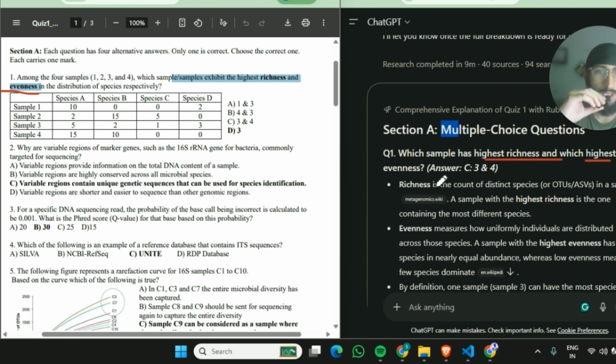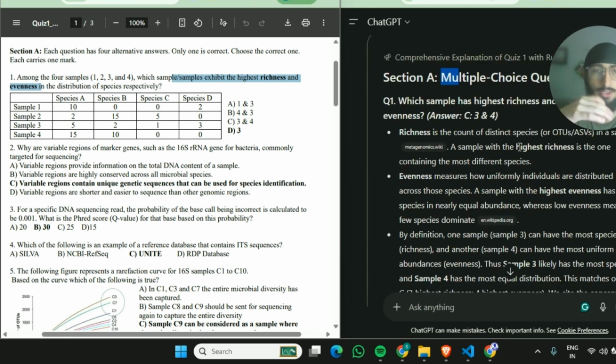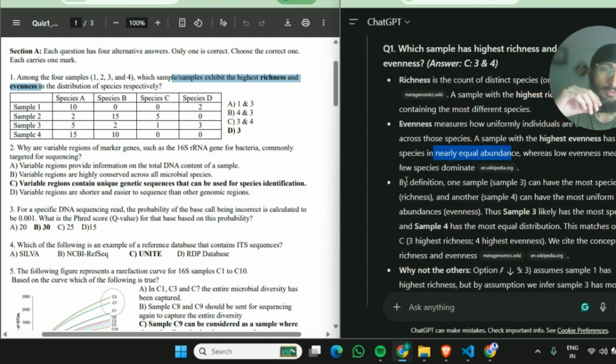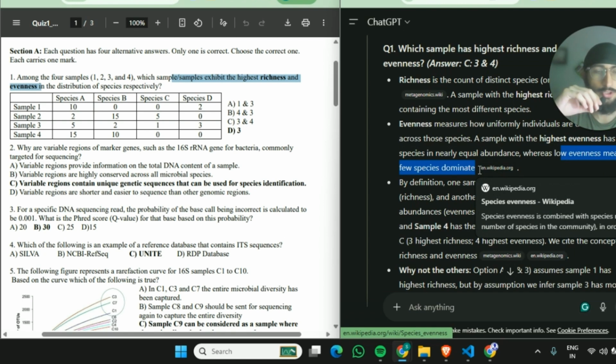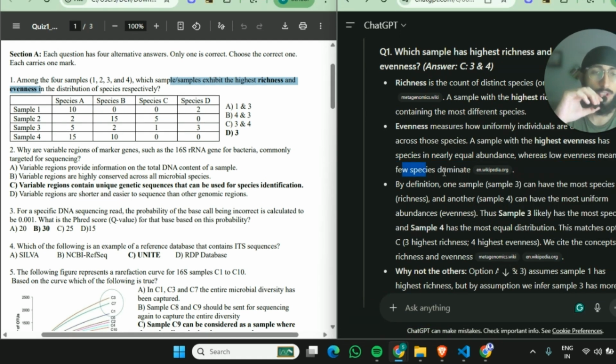So which sample has the highest richness and which highest evenness? Richness is basically the count of distinct species or OTUs or ASVs in a sample. A sample with highest richness is the one containing the most different species. So the greater the variety, the greater the richness, right? Now, evenness measures how uniformly individuals are distributed across those species. A sample with highest evenness has species in nearly equal abundance, whereas low evenness means a few species dominate. So there is disparity, where a few species would be dominating while others are subordinate to those species.